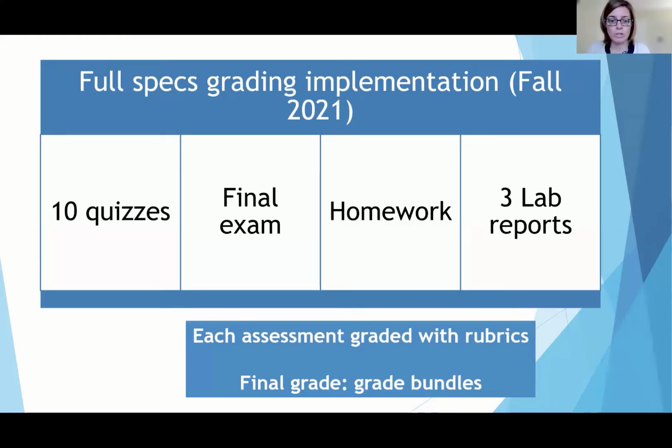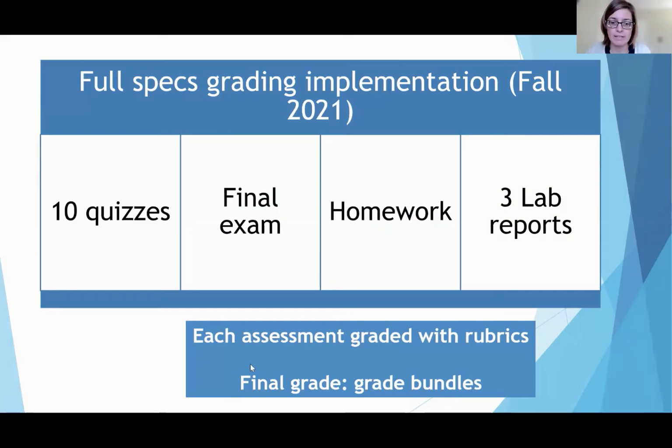We have the homework, and then we have 3 lab reports. But students do not really get points for any of these assessments. They get a pass or fail base, and the pass or fail is based on a rubric, and I'll show you some examples. Since we don't have points for each of these assessments, we cannot do the weighted average to determine the final grade.